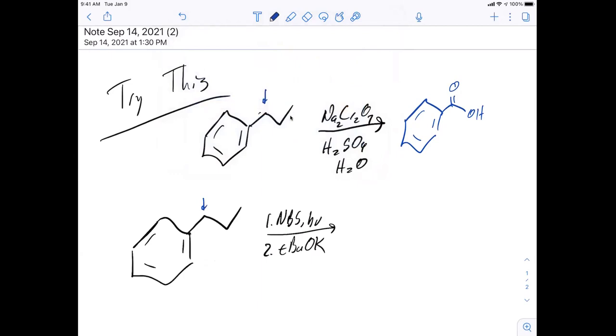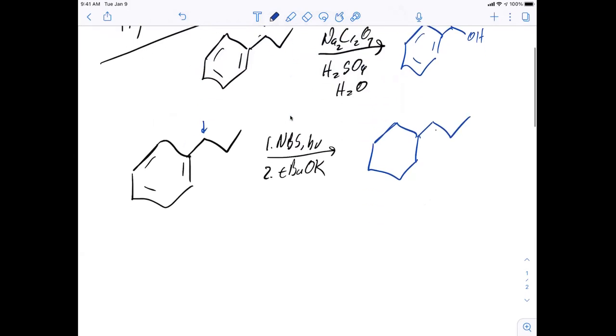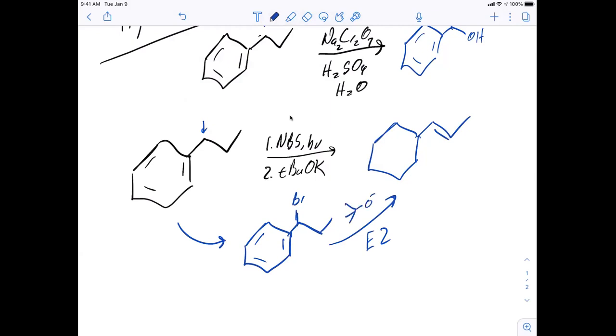Okay, so again, we're looking at this position. NBS reacting with that gives us the bromide. So the first step here is we're going to do benzylic bromination. That selectively puts one bromine right there on that benzylic position. And then we have a base that does an E2 elimination to give us our final product. So the second one is this base that does an E2 elimination to give us the product. And we still have the benzene. Okay. Questions about that one?